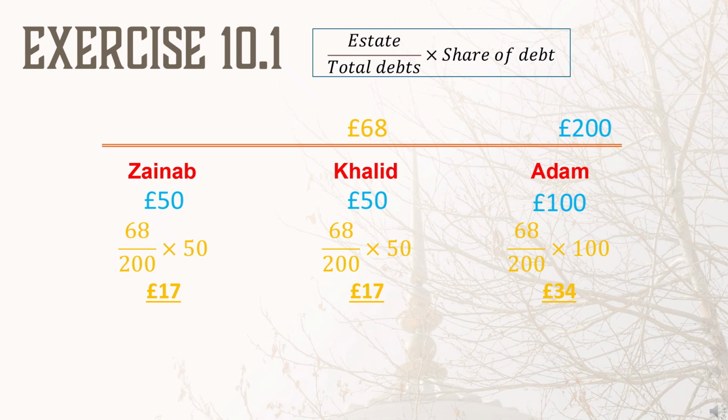So in summary, from the £68 left over, Adam will get £34, Khalid will get £17, and Zainab will get £17. Jazakallah.